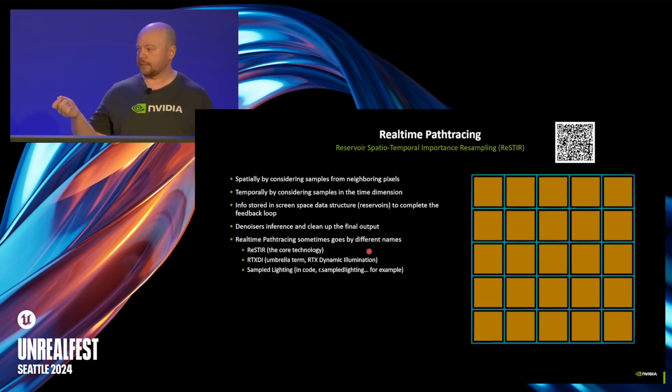options in the project settings, for example, to turn on RTXDI, in this case, RTX dynamic illumination. And that's how you enable real-time path tracing. RTXDI is not a technology by itself. It's more of an umbrella term for all of the real-time path tracing work that we're doing. And sometimes in code, you'll see it referenced as sampled lighting. So yeah, again, I don't want to mix things up or make it too complicated, just to say that sometimes you'll see it referred to by different names technically.